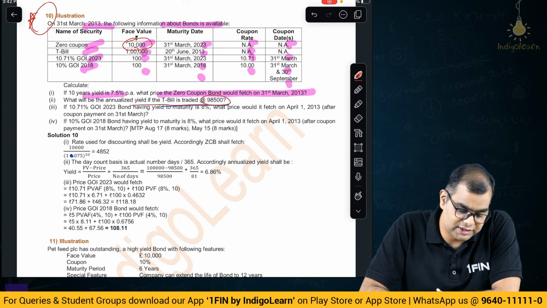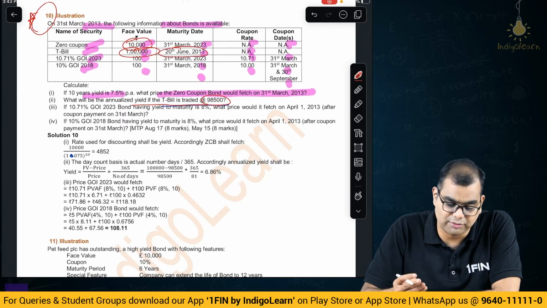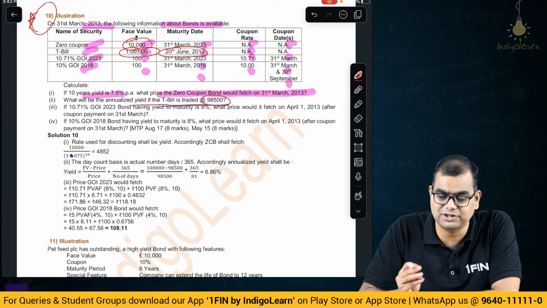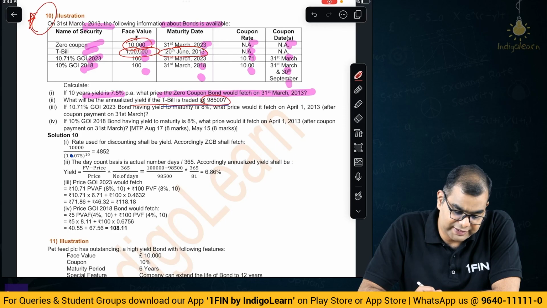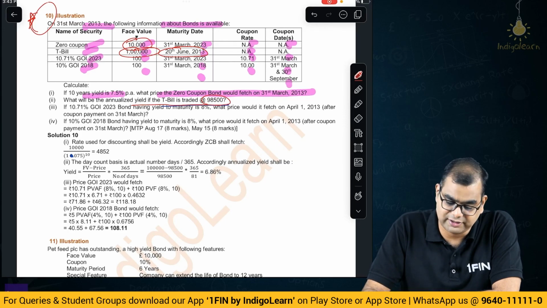So, this T-bill is 1 lakh. Maturity date is 20th June. So, 20th June means how much? And this is 2013. 2013 is not a leap year anyway, so that is irrelevant. From 31st March, April 30, May 31, that is 61 days, and 20th of June is 20 days. So, 81 days. For 81 days, currently the T-bill is at 98,500.